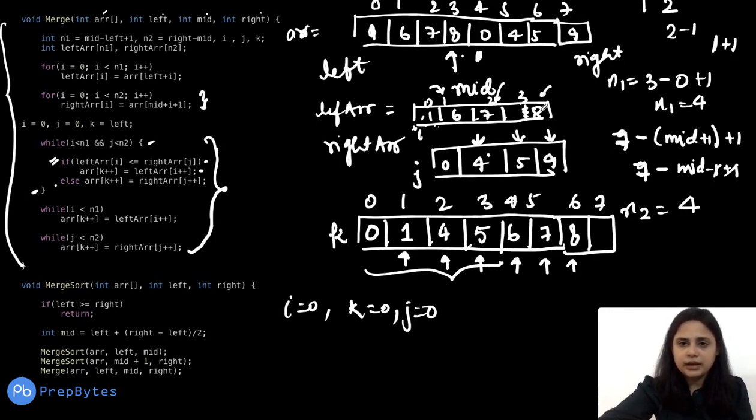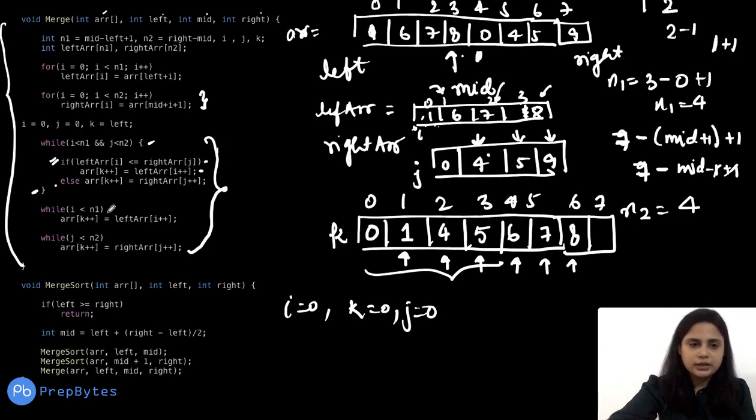And now as soon as I put 8 here, I increment my i. So when i gets incremented, while i less than n1, this becomes false. So we come out of this particular loop. Now when we come out of this loop, we check. There are two conditions: either all the elements from the first array have got exhausted or all the elements from the second array have got exhausted.